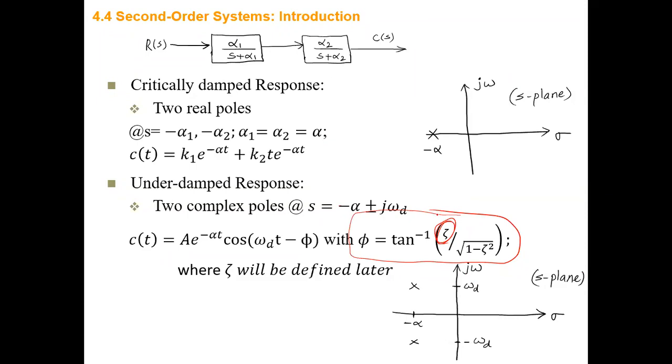Is it? What is this called? Xi? I forgot. I don't know. Why did I forget? It has some name. I think it's okay, but this quantity will be defined later also, so don't worry about it. We'll define it later.